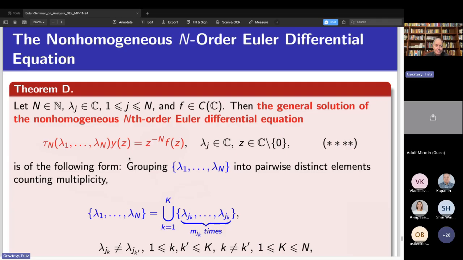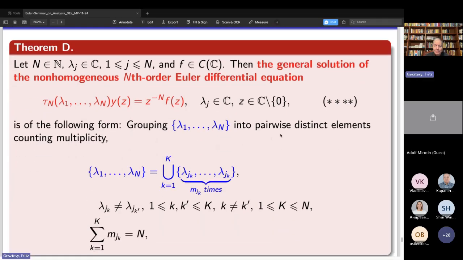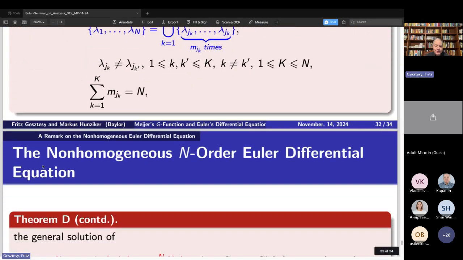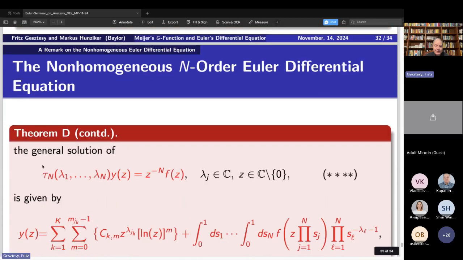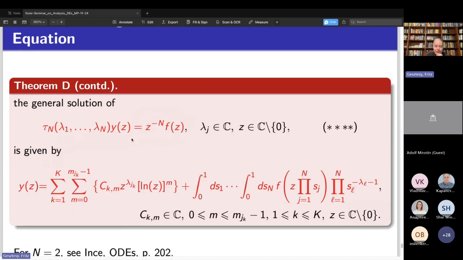So again, what you do is you look into groupings of pairwise distinct elements. You count multiplicities, and so this is what's done here. And as a result, you get a solution of the now non-homogeneous, in the sense that the right-hand side is non-zero, nth order Euler differential equation, given in the following way.